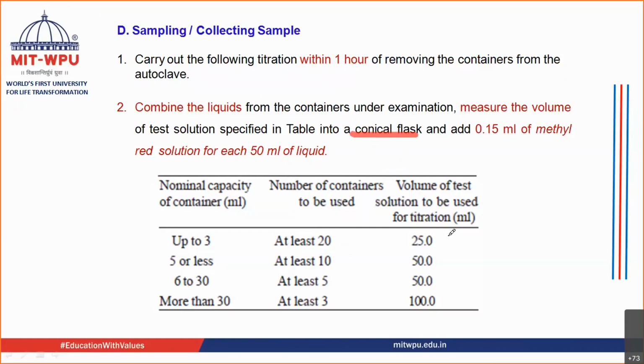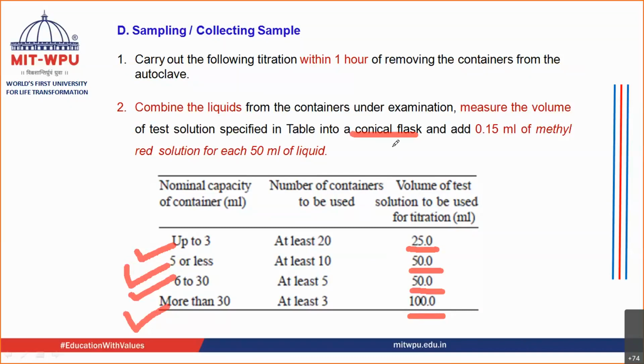For titration, the quantity that you are going to take is also mentioned in IP. If the container is up to 3 ml, then the quantity for titration is 25 ml. If the container quantity is 5 ml, then you are going to take 50 ml for titration. If it is between 6 to 30, then you are going to take 50 ml again. And if it is more than 30 ml, then you are going to take 100 ml for titration. Okay. How will you carry out the titration now?